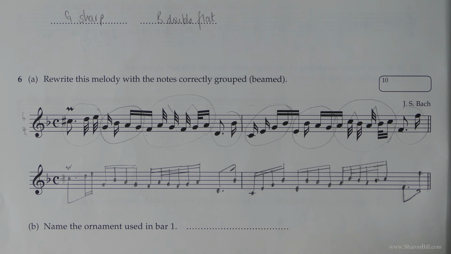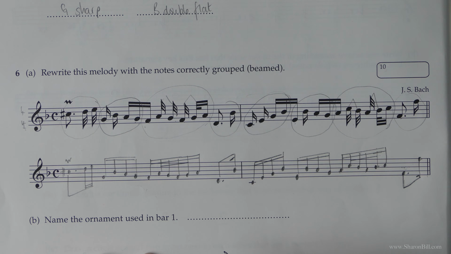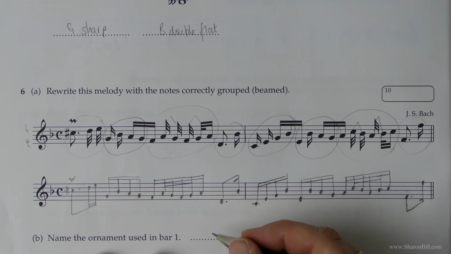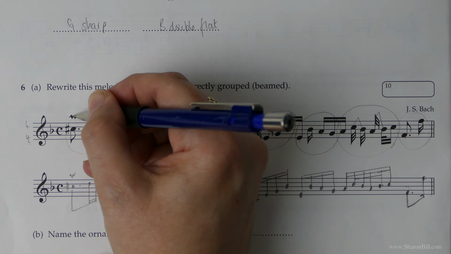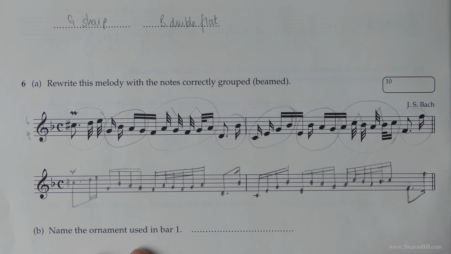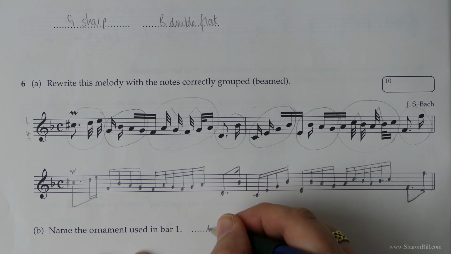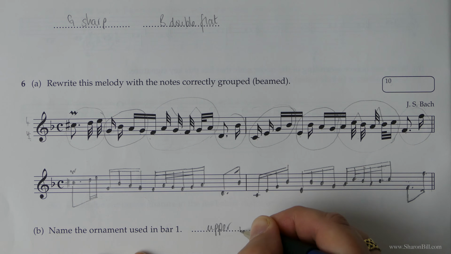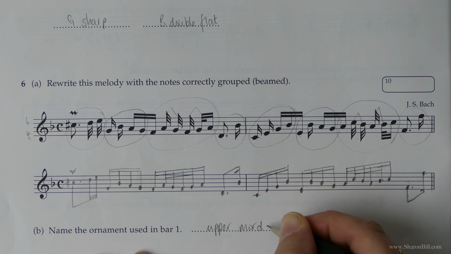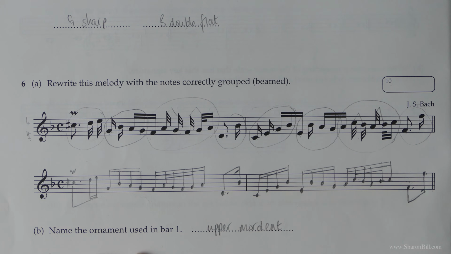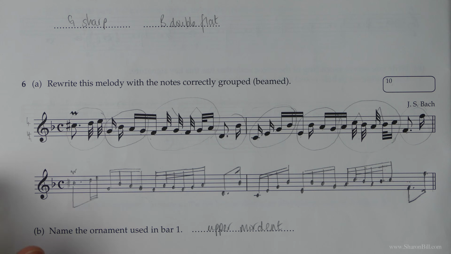Silly me. Okay, name the ornament used in bar 1. It's a mordant, but more specifically, it's an upper mordant. The lower mordant has a line through it. So we need to say upper mordant really to be thorough there. Mordant. There we go. Okay, so we've got the last little bit on question 7, so let's turn to that.